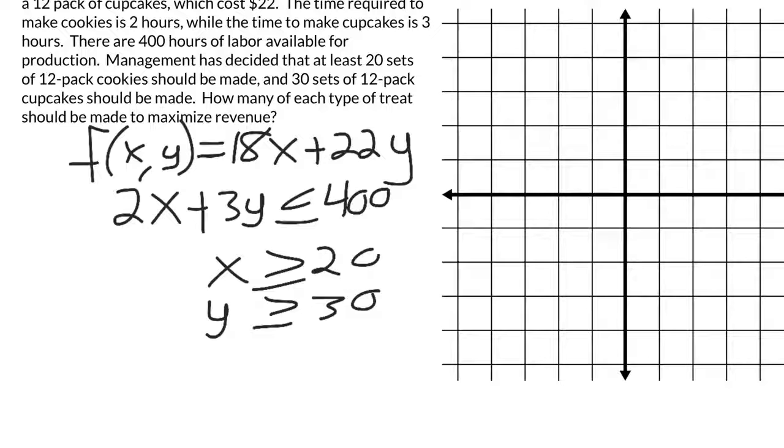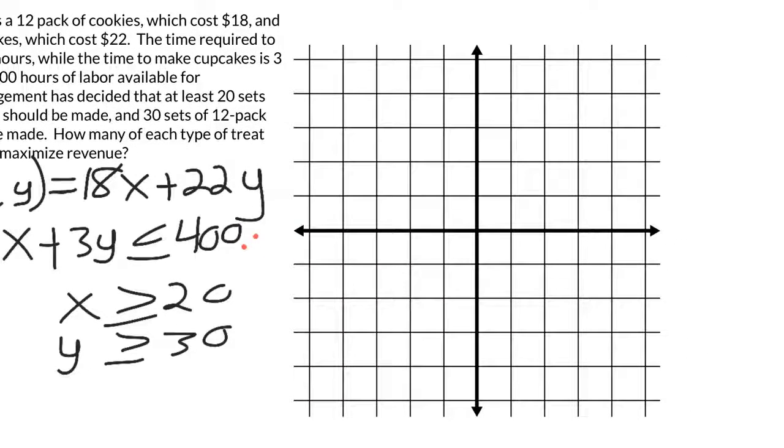Let's graph this first one in red here, 2x plus 3y equals 400. This kind of looks like standard form of a linear equation. You can use the cover-up method to find out the x and y intercepts. If you plug in a 0 for y, or if you cover up the 3y, in other words, you're left with 2x equals 400. So to find out where it's going to cross the x-axis, you just divide both sides by 2. So at 200, we're going to put a dot on the x-axis.